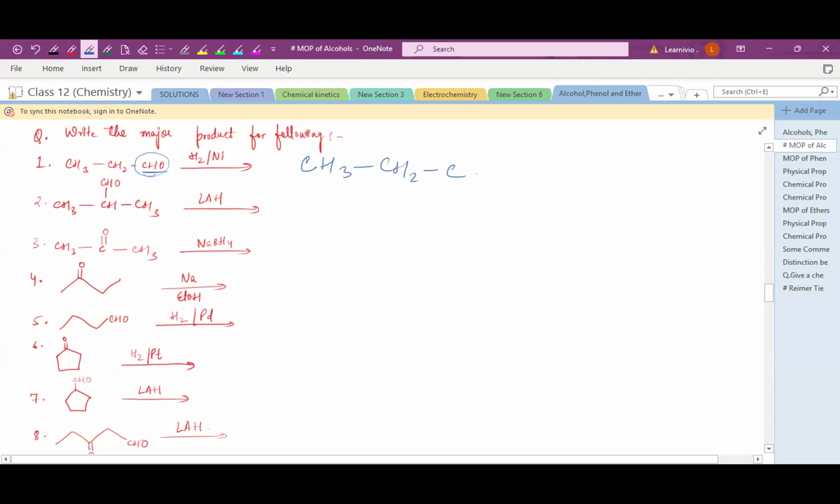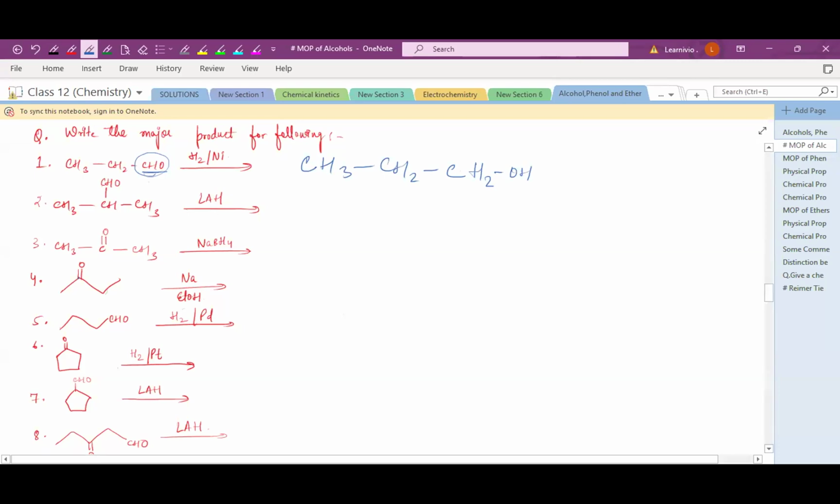Just remember, the number of carbon should be the same, and from the same number of carbon, what do you have to make? Alcohol. So it will be CH3, CH2, and CH2OH. Okay, the addition of two hydrogen will be there. So it will give you a propanol. So the propanal will get converted to a propanol in the presence of H2 nickel catalyst.